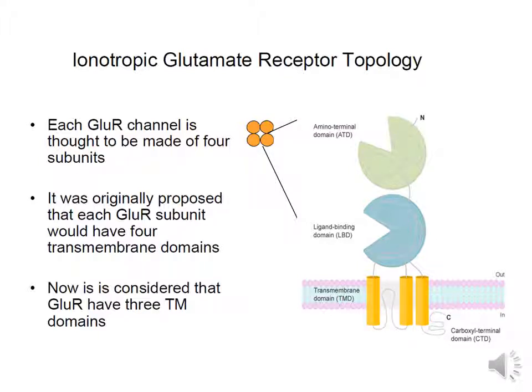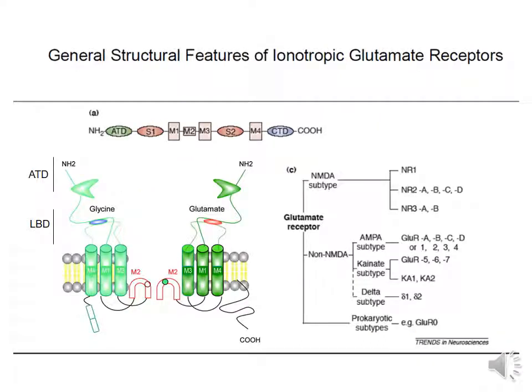Each of these subunits has an amino terminal domain that is composed of the N-terminal part of the protein. Then it's followed by a ligand binding domain where glutamate or other agonists bind, and then the transmembrane domain followed by the carboxy terminal domain. This is the general structural feature for ionotropic glutamate receptors.